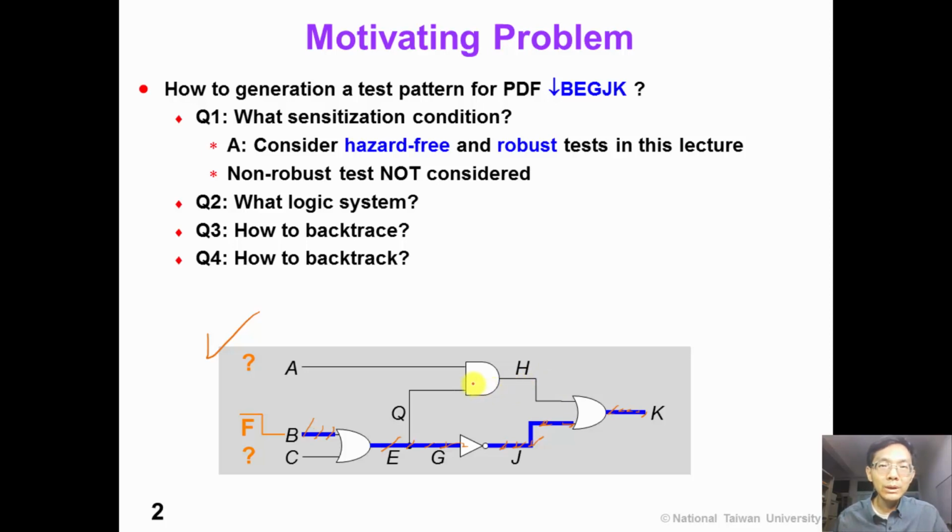Before we can propose a good algorithm, we need to answer 4 questions. Question number 1. What sensitization condition are we going to use? In this video, we are going to consider hazard-free and robust test generation. We are not going to cover non-robust test generation. And question number 2, what kind of logic system are we going to use? And how are we going to backtrace and how are we going to backtrack? So we need to answer these questions in this video.